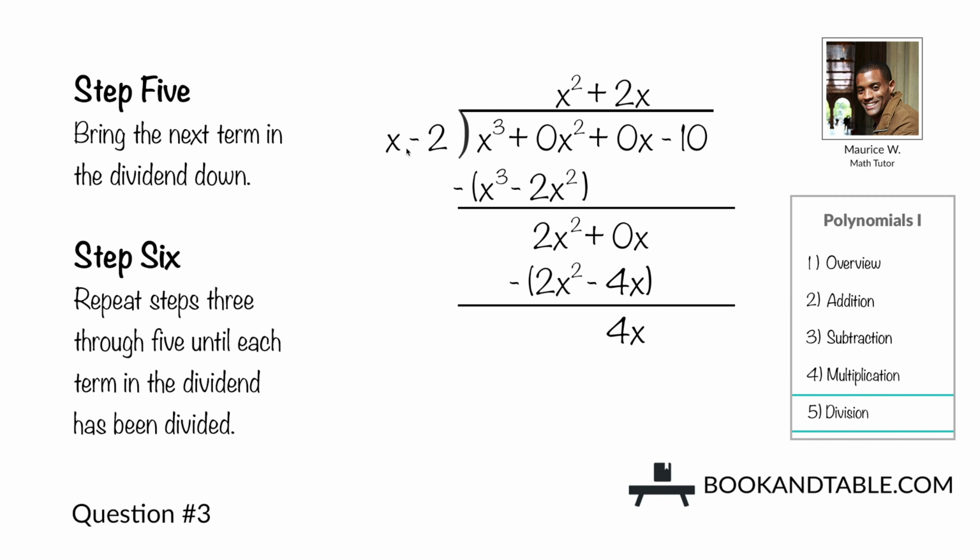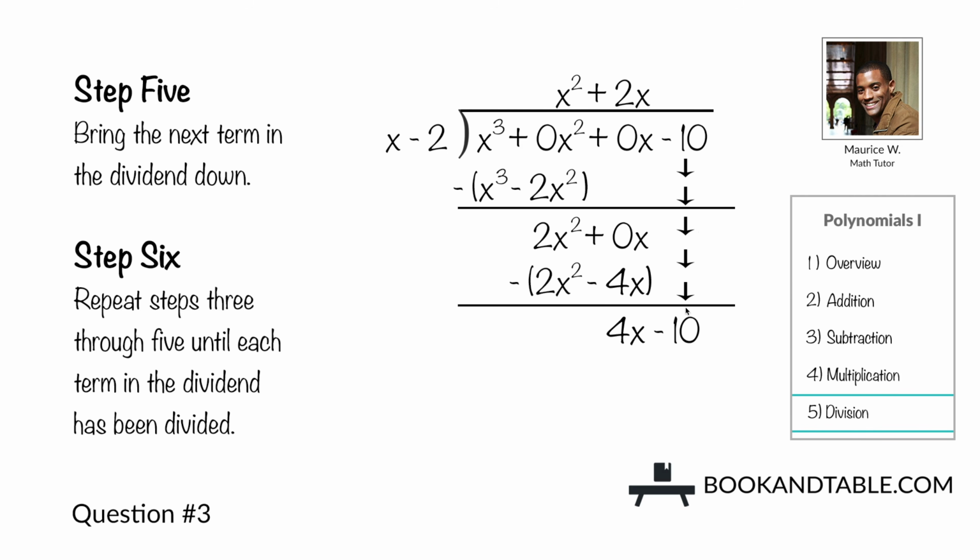And now we'll multiply the divisor times that answer from the previous step, 2x. 2x times x is 2x squared. And 2x times negative 2 is negative 4x. We subtract that product from the dividend, giving us 2x squared minus 2x squared, which is 0. And 0x minus negative 4x is 0x plus positive 4x, which is 4x.